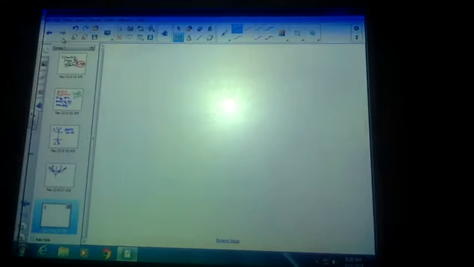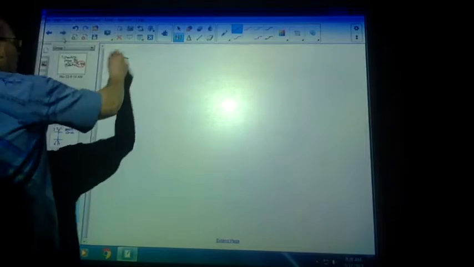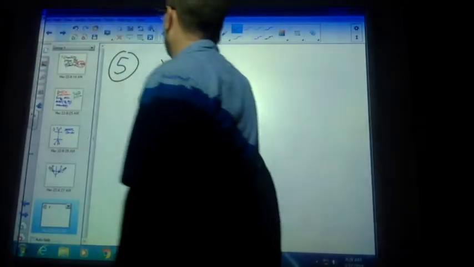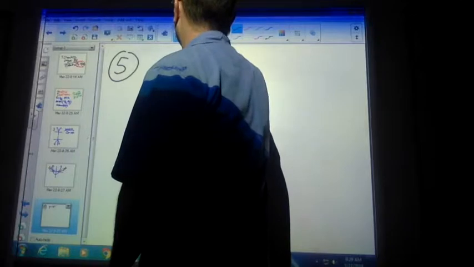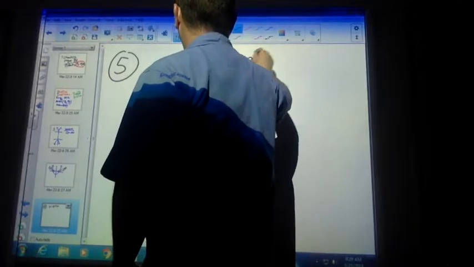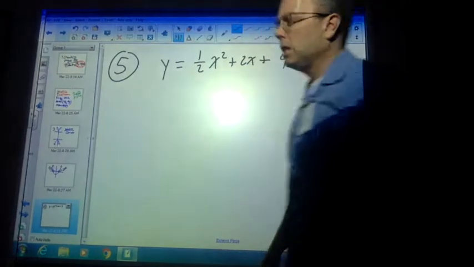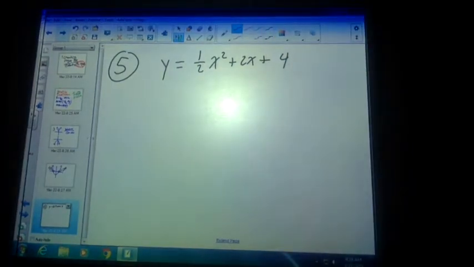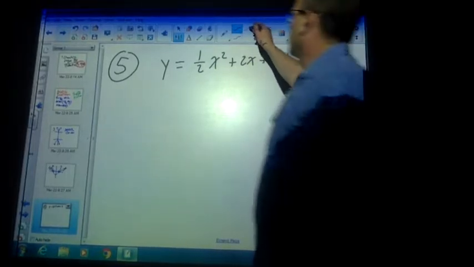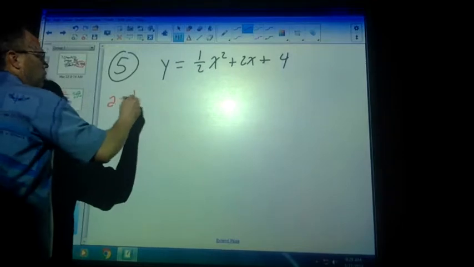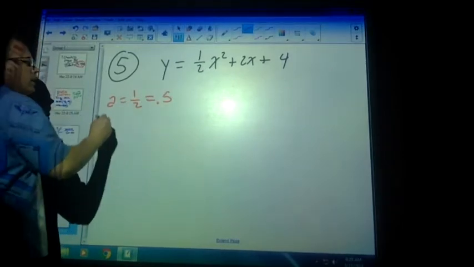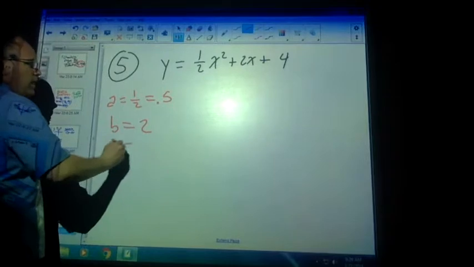All right, so now let's take a look at page 85. What problems do we have there? Number 5, that's a good one. Now, you won't see one like number 5 tomorrow, but this is a good one. It's y equals 1/2 x squared plus 2x plus 4. Okay. So this one looks a little different because we have a fraction out front as our a value. Agreed? So my a value is 1/2, which is 0.5, right? My b value is 2, and my c value is 4.